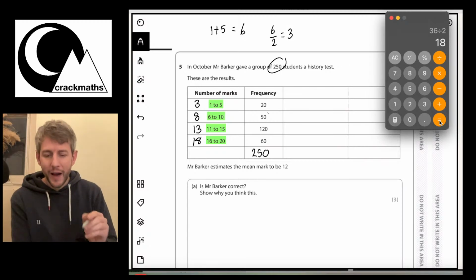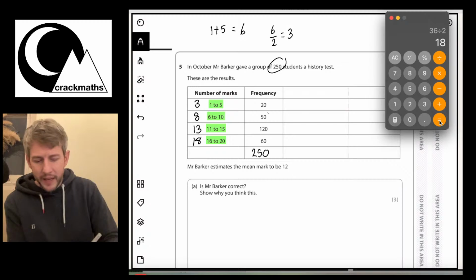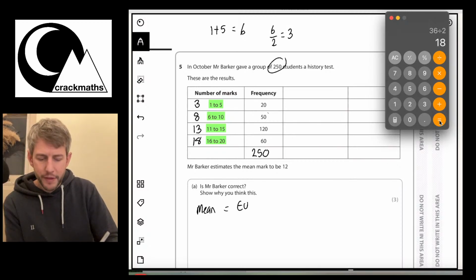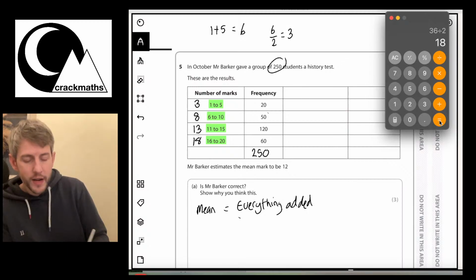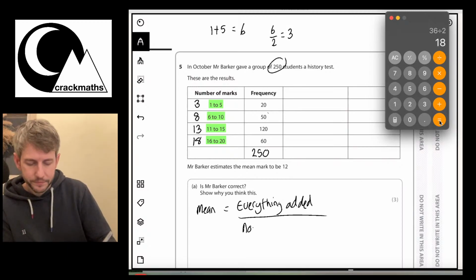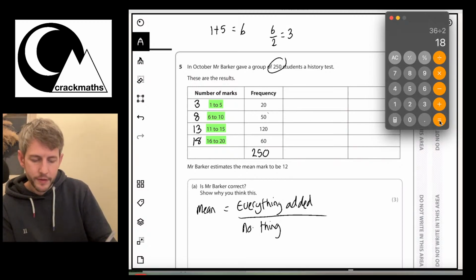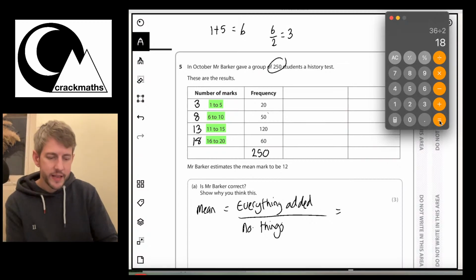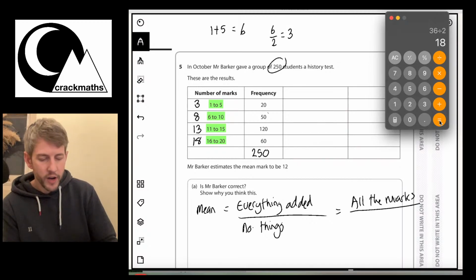Right, now, I'm just going to do a quick recap. The mean, in general, is equal to everything added together divided by the number of things. And in this case, it's all the scores, all the marks even, all the marks, divided by all the students.